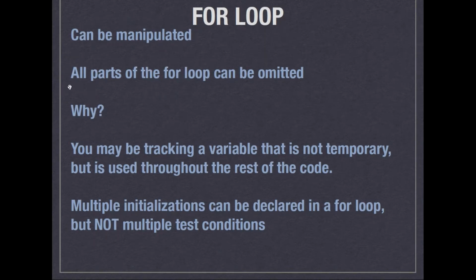You can actually omit all of those three parts of the for loop, the three parts being creating the variable, evaluating the variable, and iterating the variable. Why would you do that? Well, you might be tracking a variable that was not temporary, so you don't need to use the for loop to create a variable. It's used throughout the rest of your code, so you don't really need the temporary variable. So you can just skip straight to the evaluation that's used in that test condition. Now you still have to leave that part of the section there. So it's very important that you understand that.